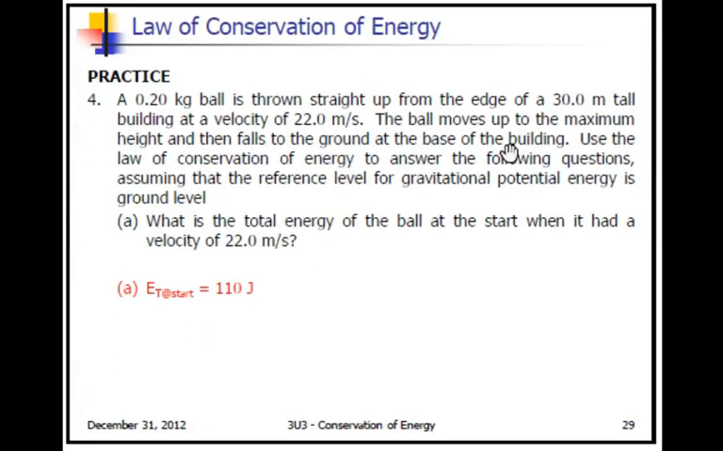Here's another question. It says we have a 0.2 kilogram ball that's thrown straight up from the edge of a 30 meter tall building at a velocity of 22 meters per second. The ball moves up to the maximum height and then falls to the ground at the base of the building. Use the law of conservation of energy to answer the following questions, assuming the reference level for the gravitational potential energy is ground level. So what is the total energy of the ball at the start when it had a velocity of 22 meters per second?